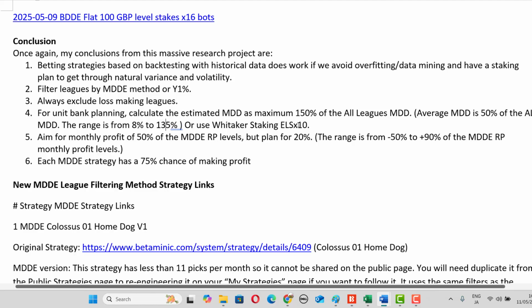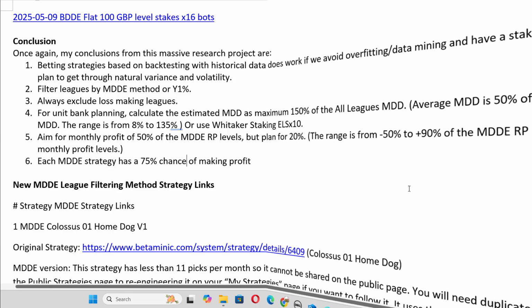Or you can use Whitaker Staking ELSx10, which has survived in all cases so far. And you can aim for a profit level of 50% of the research levels, but plan for 20%. And again, the range is minus 50% to 90%. And there's a 75% chance of each strategy making profit. So there we are. That's the results of my research. I hope it's useful for you when you're using the Betaminic database, and maybe we can get back to profitable ways now. Thank you for watching.